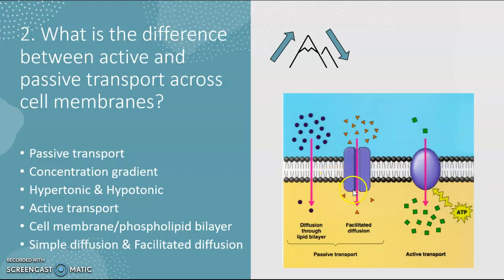The other type of passive transport is facilitated diffusion, and this is when proteins in the phospholipid layer called transport proteins help bigger molecules go through the cell membrane easily.